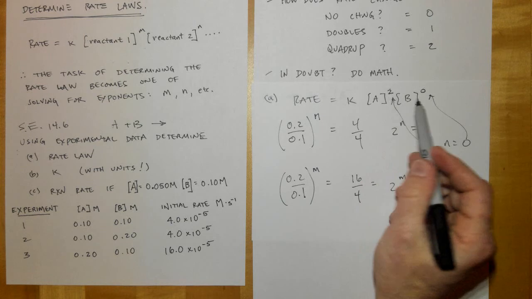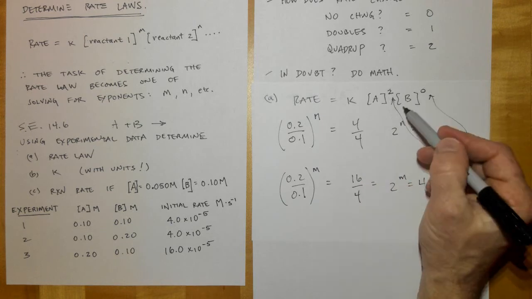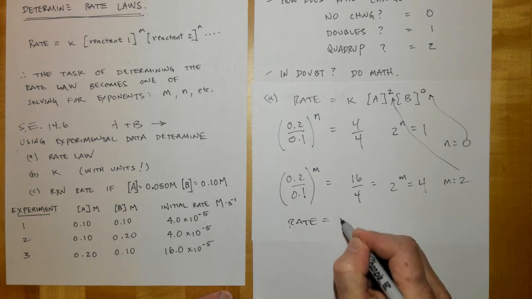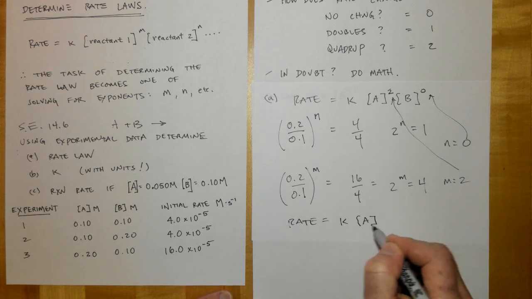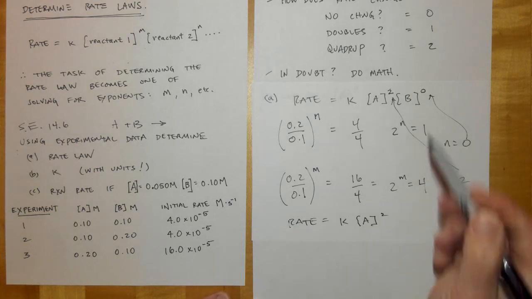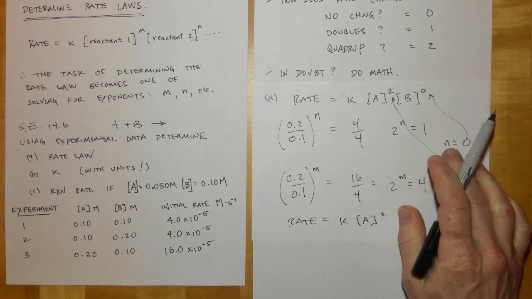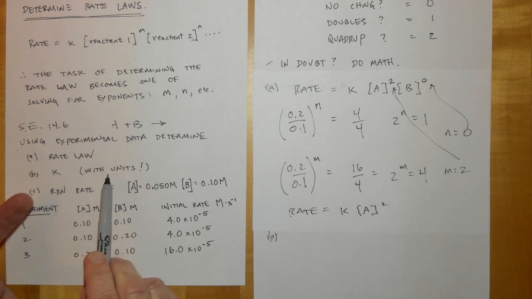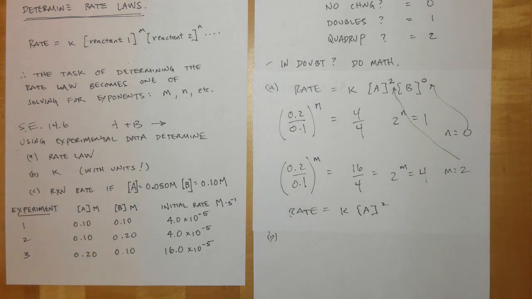So that's my rate expression right here. Rate is equal to k, a to the second, b to the 0. And remember, that anything to the 0 power is 1. So you actually could write this rate expression as rate is equal to a squared, and just be done. Not write b in there, because anything to the 0 power, of course, is 1. All right, letter B. Find k with units.